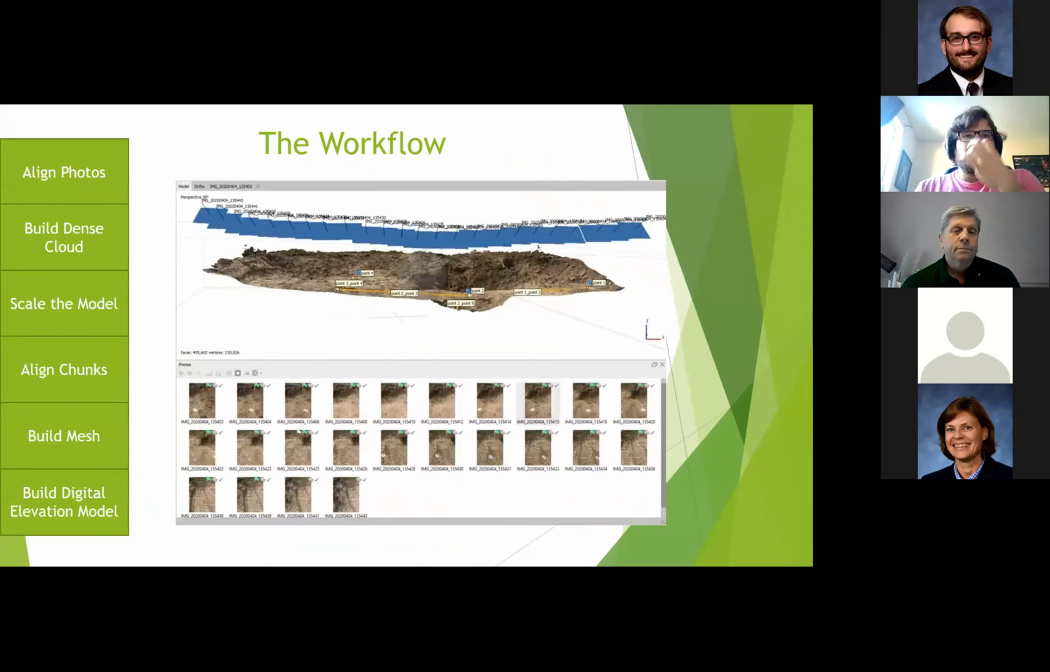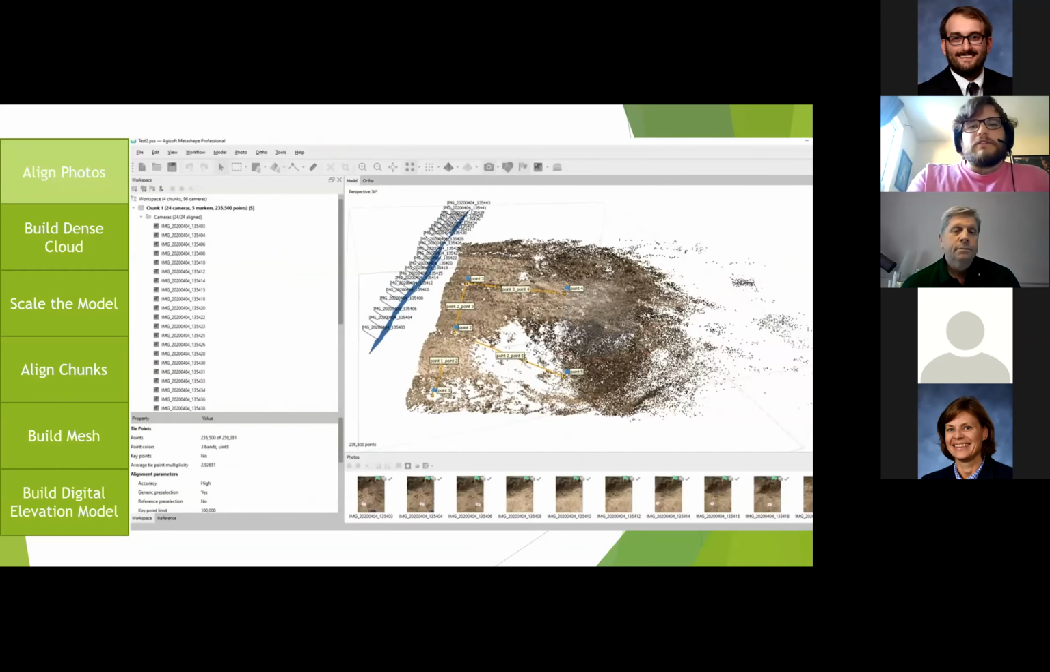Okay, so next we'll get into the workflow of creating these models. There's several steps involved with this method. And as you can see here, you start with aligning the photos, then you go into building a cloud, scaling the model, aligning two different models, which in this software are called chunks, and then building a mesh and building a DEM. And those blue squares there are all of the photographs of where you're standing when you take the photograph. You're going to want to take them in a methodical way, so there's plenty of overlapping between your images. And so this is that first step of aligning the photos.